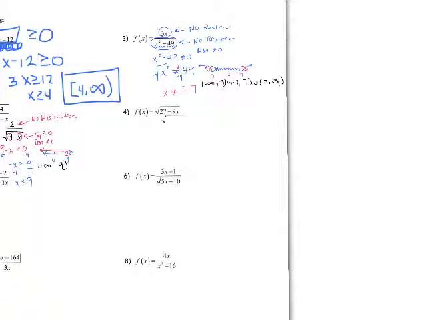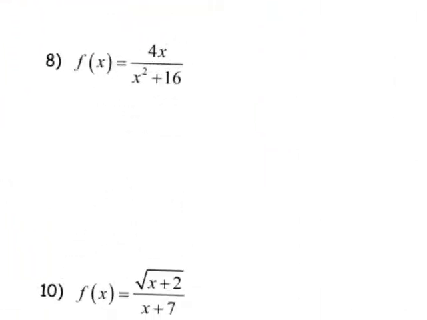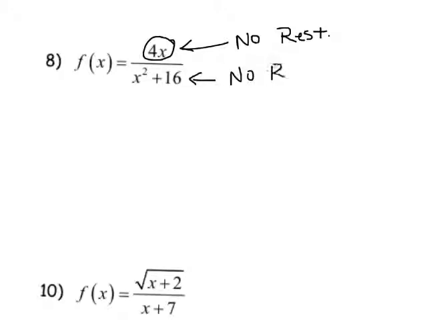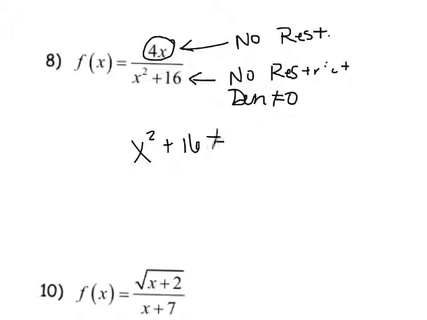Right? We've just got something on top. That would give us no restriction. Something on bottom doesn't usually give us restriction, but then the fact that it's in the denominator says, well, it can't equal 0. So that's what I'm going to do here. Okay, so this has no restriction. But then because it's in the bottom, the denominator cannot equal 0. So I say x squared plus 16 cannot equal 0.